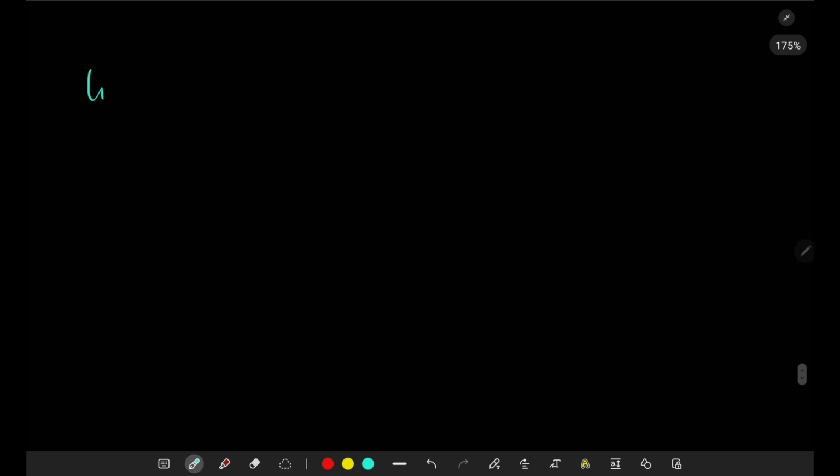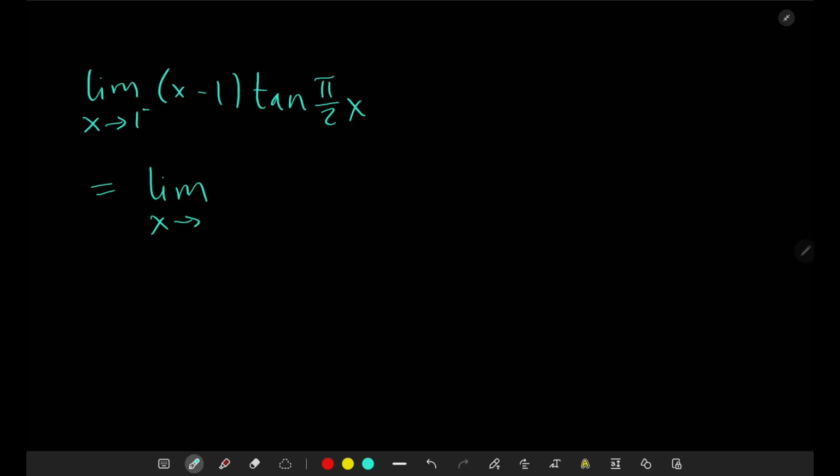So quickly, I'm going to show you an easier way to solve the problem that I did on the light board. So it was the limit as x goes to 1 from the left of x minus 1 times tangent of pi over 2x. So the easier way to do it, which I didn't think of at the time, was just to write it as the limit as x goes to 1 of x minus 1, and then I'm going to write the tangent of pi over 2x as sine of pi over 2x over the cosine of pi over 2x.